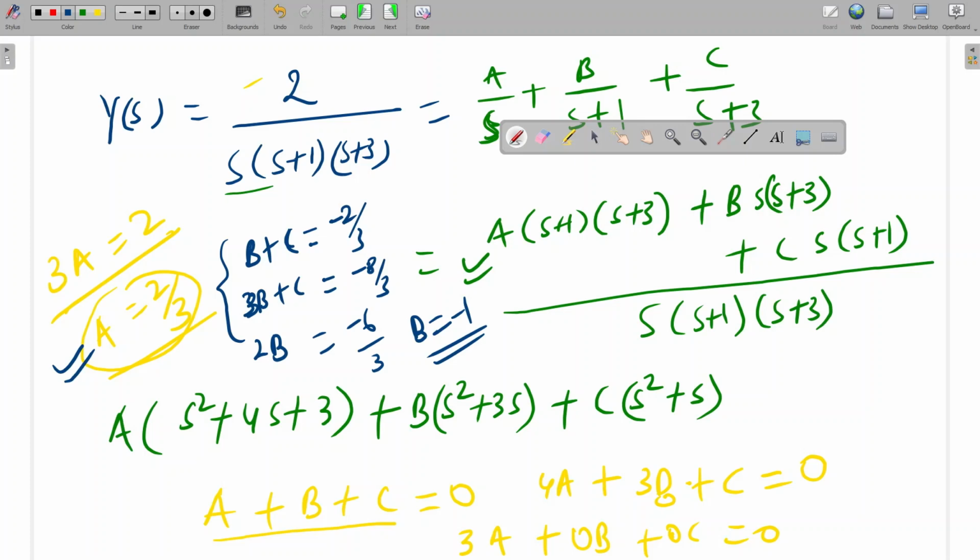Sir, from the last equation, A will be 0, no, sir. No, no, here I have made a mistake. See, the constant on this side is 2, so here also it will be 2. Just I am equating the coefficients.